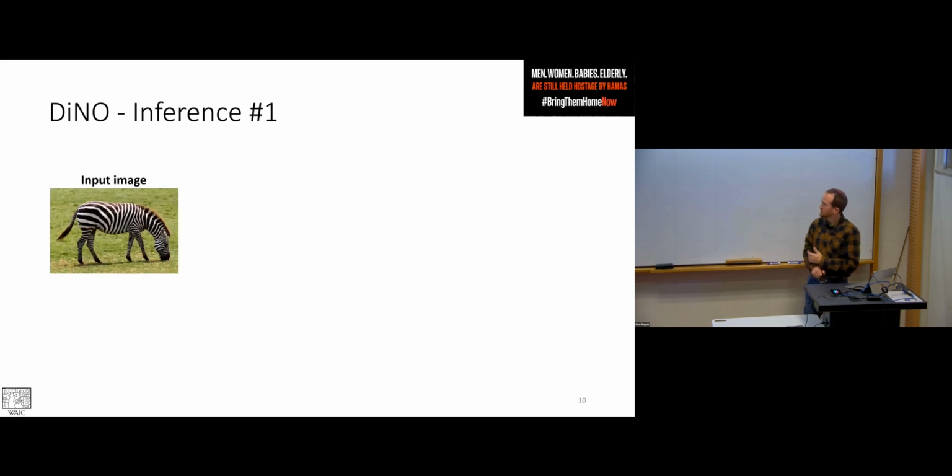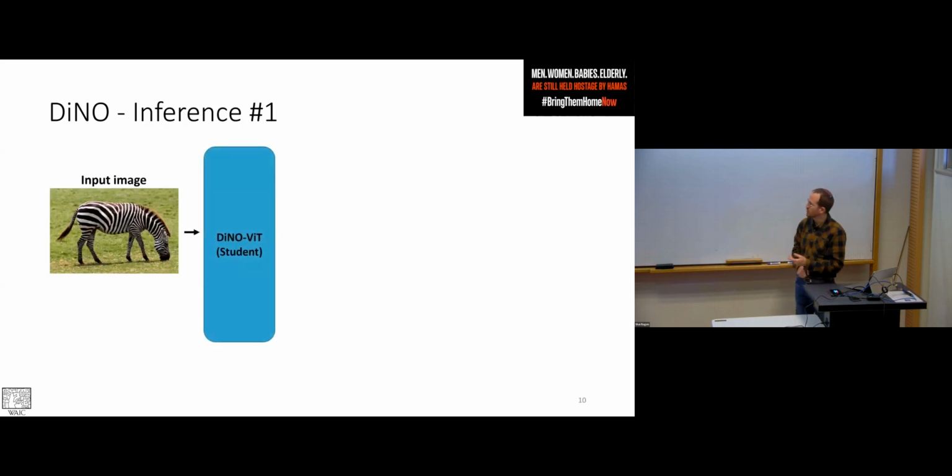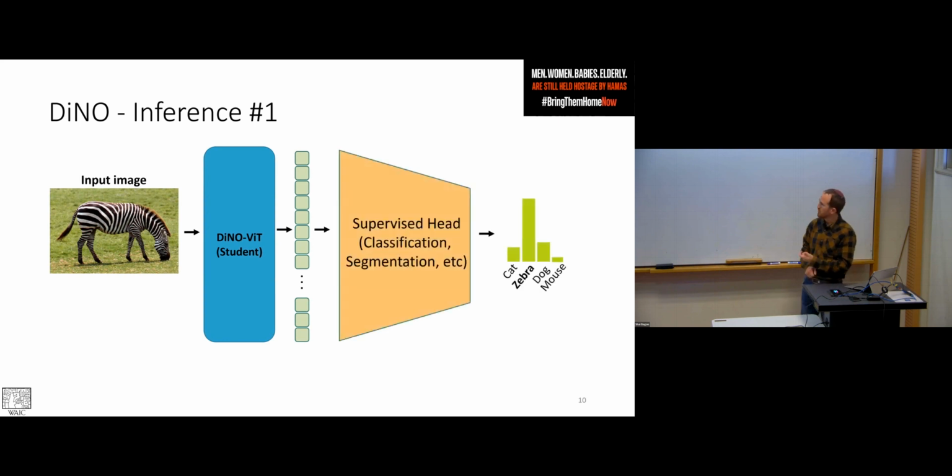So during inference, we take an image. We don't need to crop it anymore. We just feed it to the trained student. And then we have representations, features, and we can now use these features to do supervised training or whatever on top of the trained features. And then we can actually give meanings to the images based on a very small labeled data set.